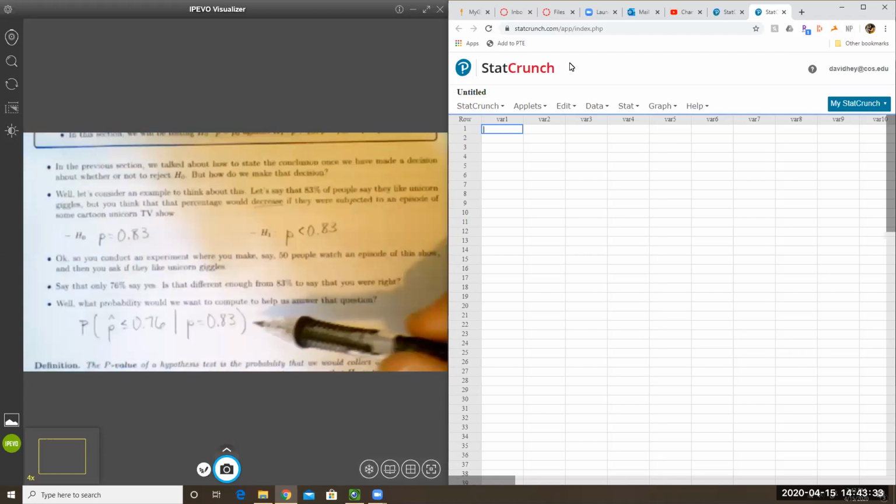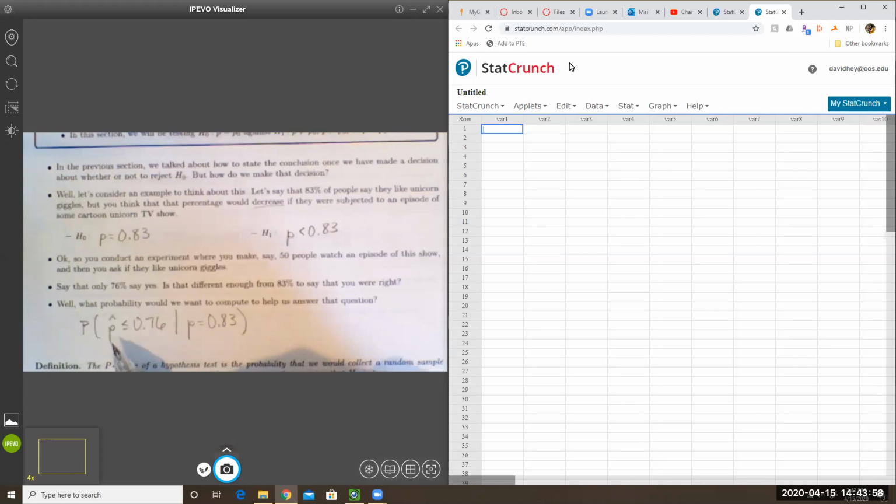Turns out that we have all of the tools necessary to compute this probability. This is exactly the kind of probability that we were computing back in 8.2. So we know how to compute these things. We know that p hat is normally distributed under certain conditions, and so we can use the normal calculator in StatCrunch to compute this probability. This probability is called the p-value for this experiment.